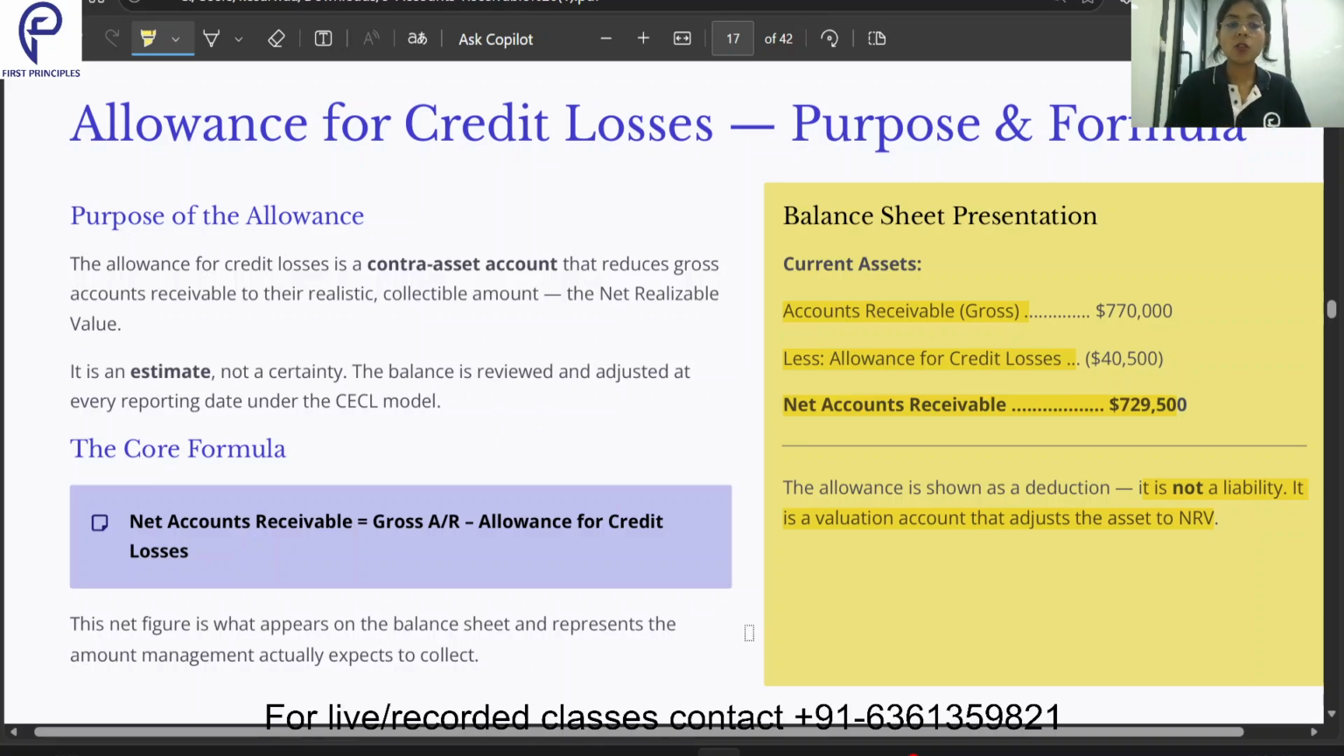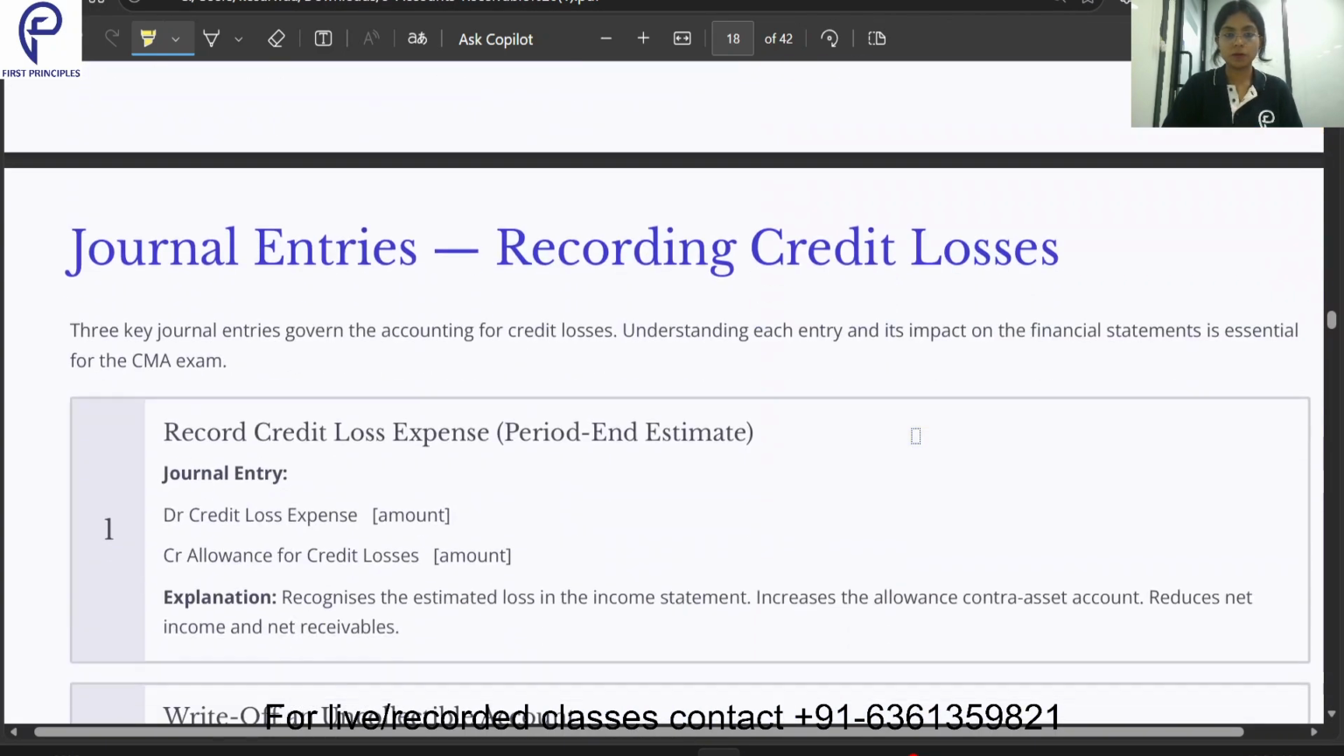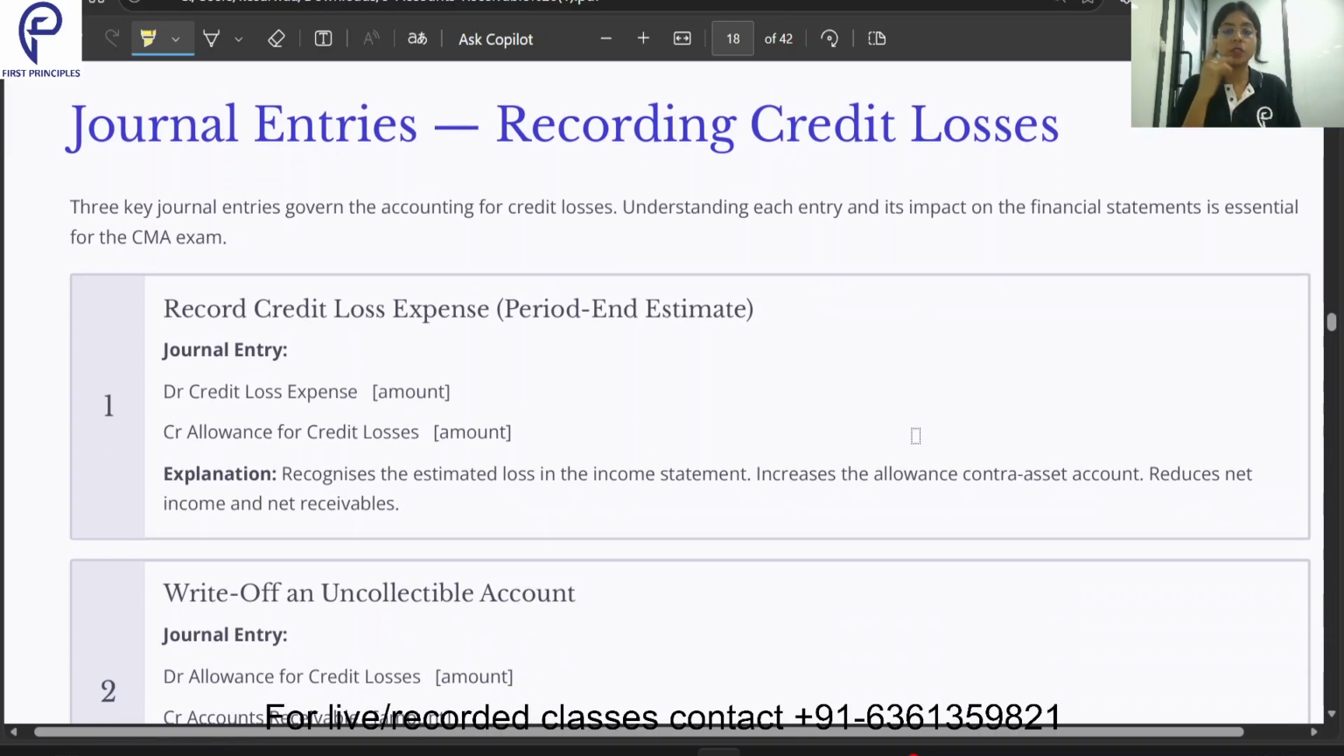Now, allowance for credit loss is an estimate and not a certainty. The balance is reviewed and adjusted at every reporting date under the CECL model. The core formula: net accounts receivable equals gross accounts receivable minus allowance for credit loss. In my balance sheet, it will be shown under the current assets. From the accounts receivable, I will reduce my allowance for credit loss and I will get my net accounts receivable. So allowance for credit loss is not a liability, it is a contra asset account. Always remember that. Now, what are the journal entries for recording the credit loss?